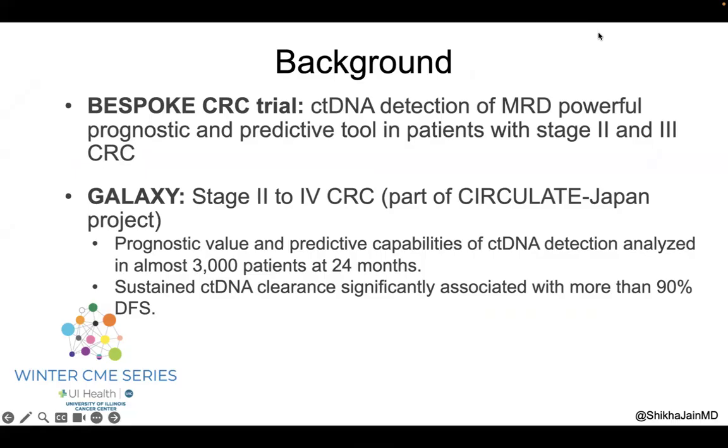The GALAXY trial looked at stage 2 to stage 4 colorectal cancer patients, and they looked at the prognostic value and predictive capabilities of ctDNA, and it was analyzed in almost 3,000 patients. And what this study found was that a sustained ctDNA clearance was significantly associated with more than a 90% disease-free survival. So again, the GALAXY study was a pretty impactful trial as well, and we'll talk a little bit more about that one.